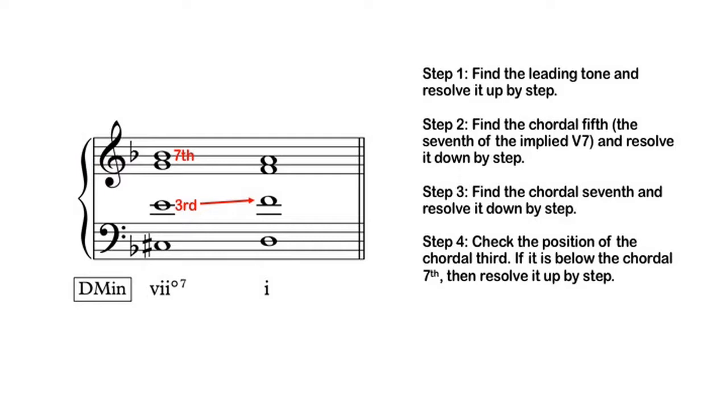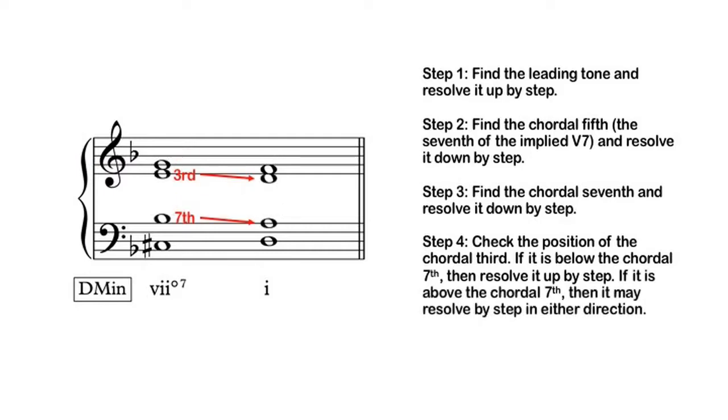If, however, the 3rd of the chord is voiced above the 7th of the chord, as you see here, that means we have an interval of a 4th between the 7th and the 3rd of the chord. We can write parallel perfect 4ths as much as we want, although we don't want to overdo it. So in this case, we can have that scale degree 2, the 3rd of the chord, resolve down by step.